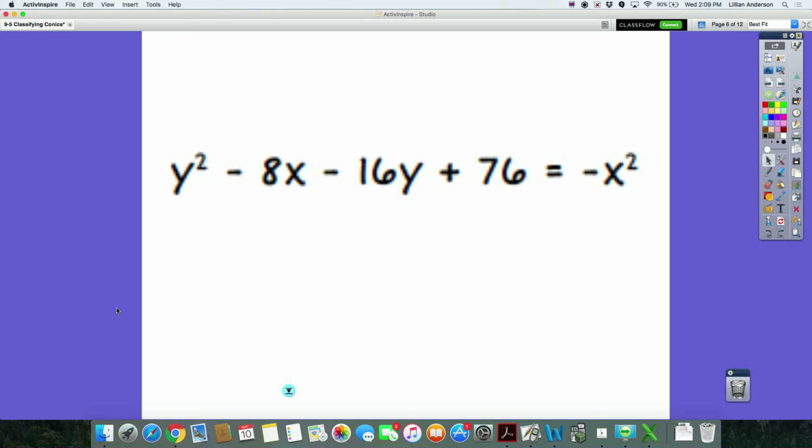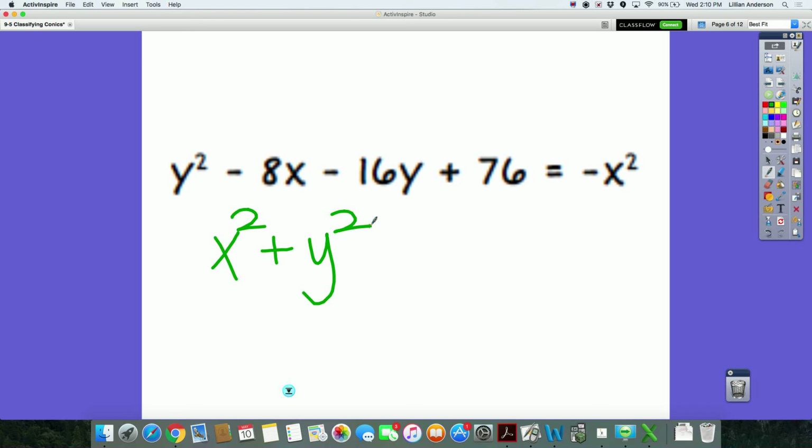So to move that negative x squared over, we would have to what? Add. You would have to add it. So then you'll get an x squared plus y squared. Both terms are squared. They're not being subtracted, and they have the same coefficients. So this one should have been a circle.